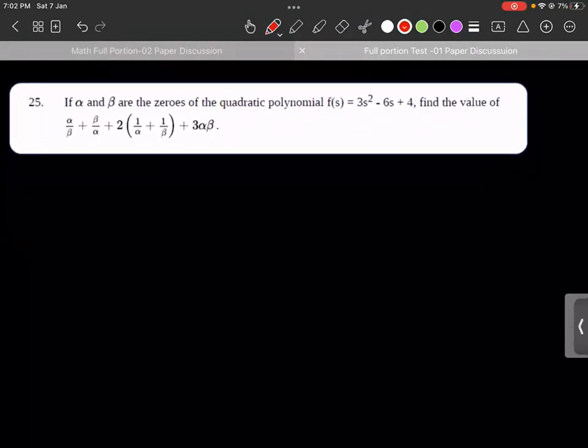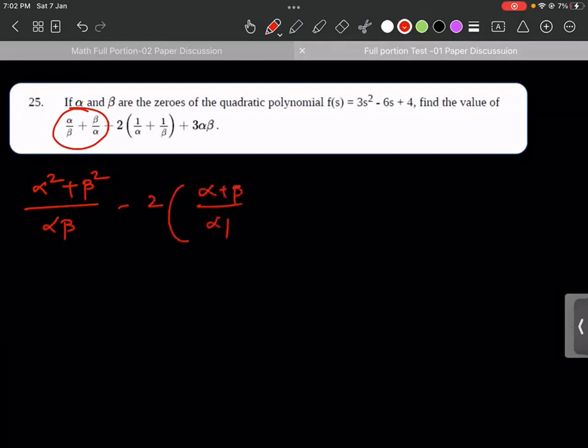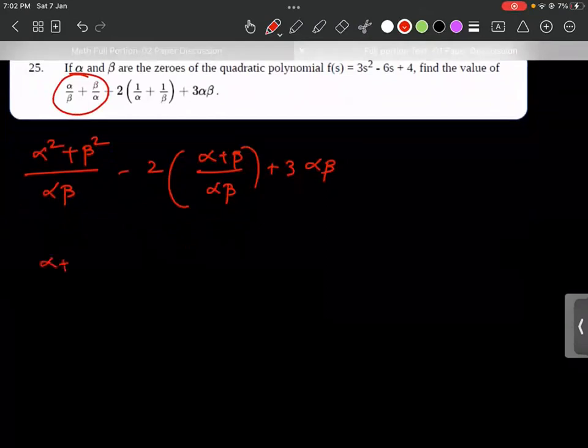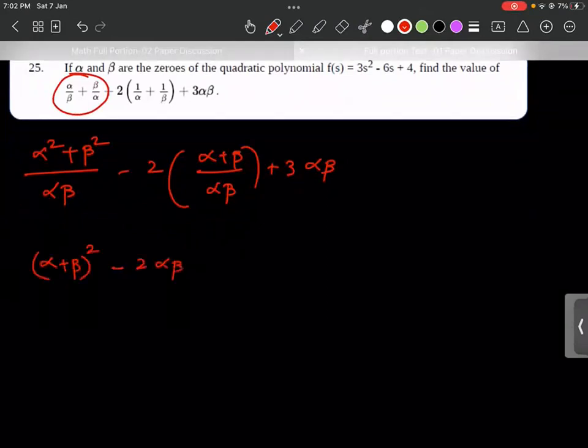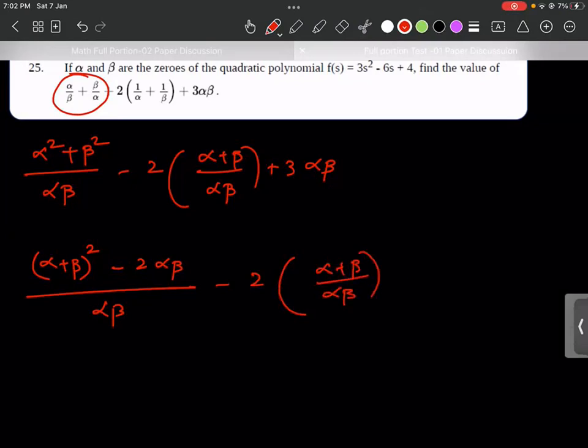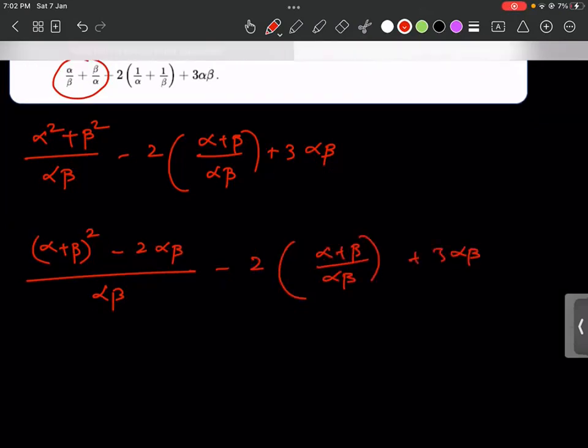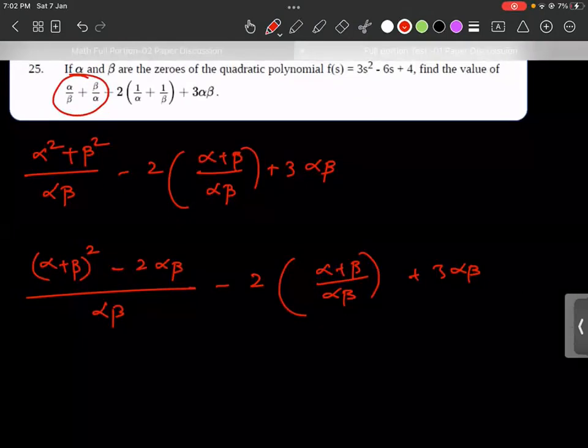If alpha and beta are the zeros of the quadratic polynomial 3s square minus 6s plus 4, then find the value of alpha by beta plus beta by alpha plus 2 into (1 by alpha plus 1 by beta) plus 3 alpha beta. So for this one, can I write this as (alpha square plus beta square) by alpha beta plus 2 into (alpha plus beta) by alpha beta plus 3 times alpha beta? So alpha square plus beta square, can I write it as (alpha plus beta) the whole square minus 2 alpha beta, the whole divided by alpha beta plus 2 into (alpha plus beta) by alpha beta plus 3 times alpha beta? Tell me what is (alpha plus beta) the whole square?